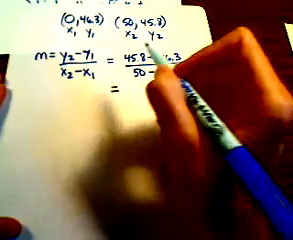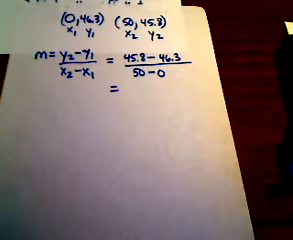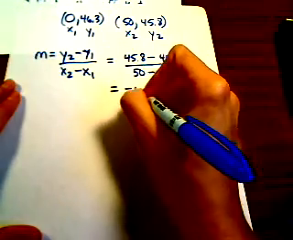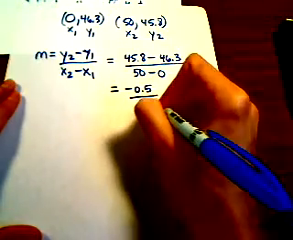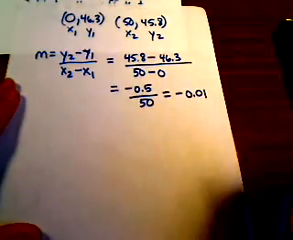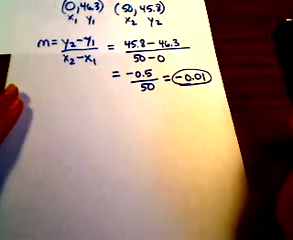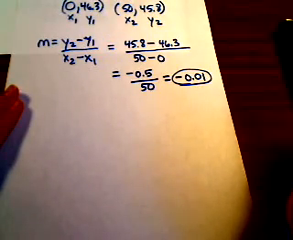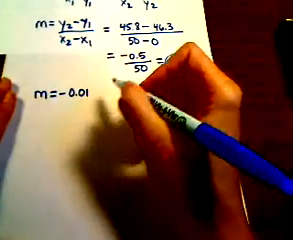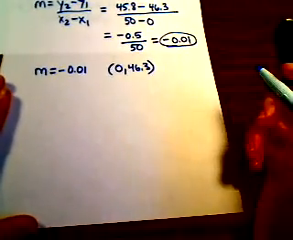Okay, and so if we use a calculator, we just have 45.8 minus the 46.3, so you're going to get a negative 0.5 here, and you're dividing that by 50. So you're going to get a negative 0.01. All right, and then what we want to do is take this negative 0.01 and utilize that with the x1, y1, the 0, 46.3, in order to identify the equation of the line.